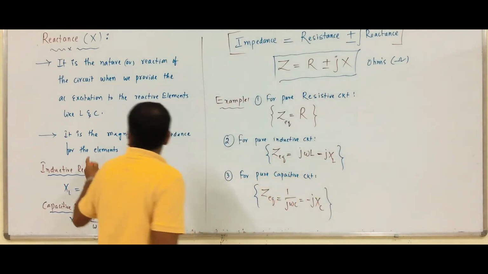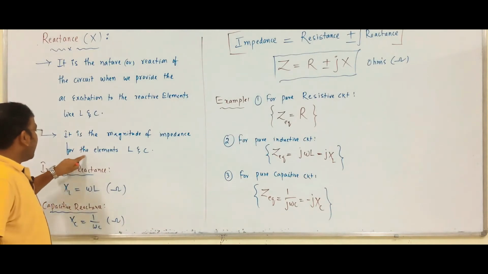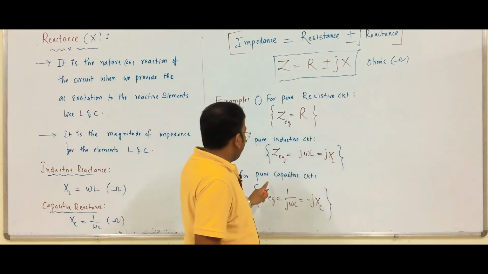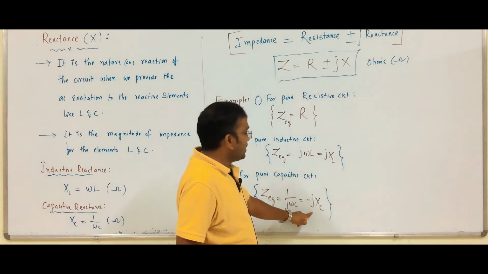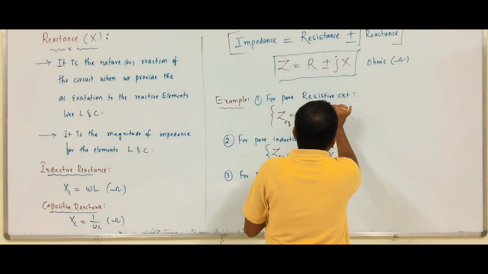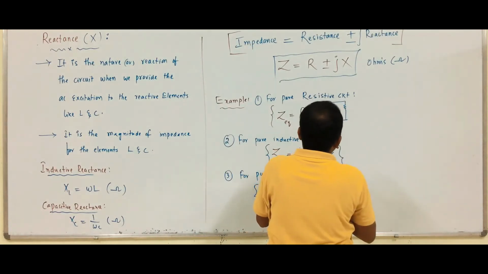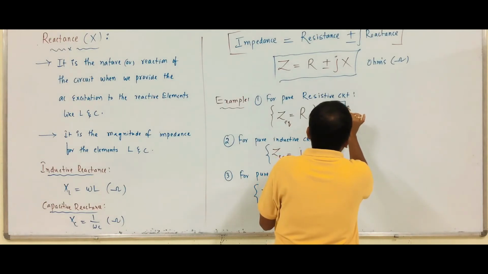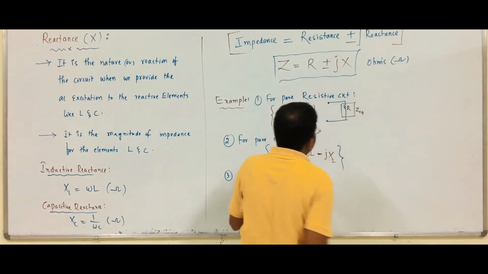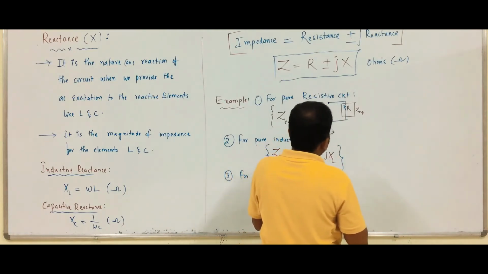See, it is the magnitude of impedance for the elements L and C. For the pure L element, we have jXL. For the C element, we have minus jXC, right? And this is R. This is Z equivalent, like that.